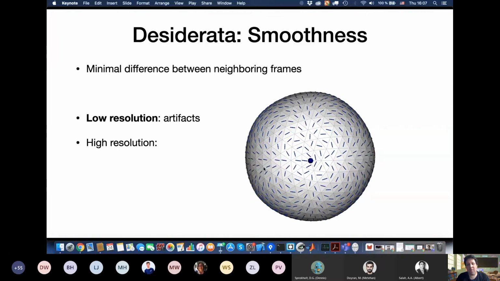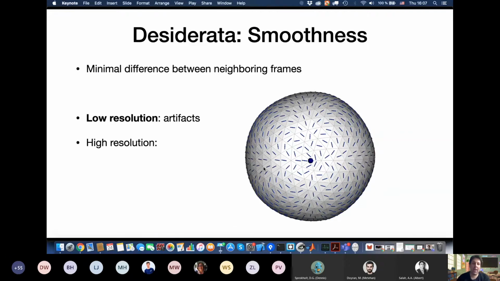One thing we always want of fields is that they would be smooth. Smooth means that if you have two neighboring triangles, like you see here, and those triangles have fields that are near each other across an edge of the triangle, you want the difference between them to be minimal. So that's the definition of smooth.